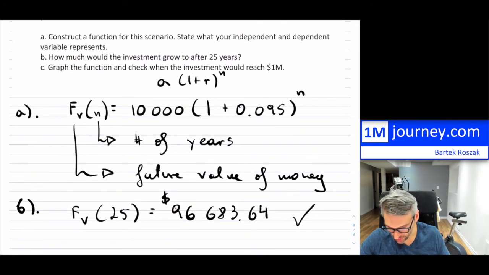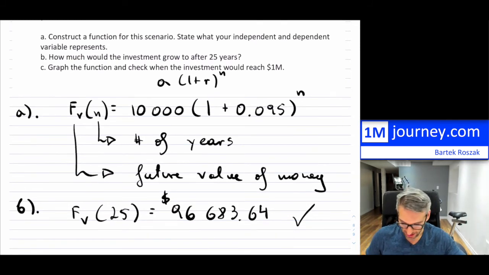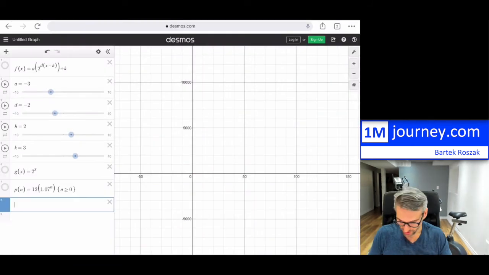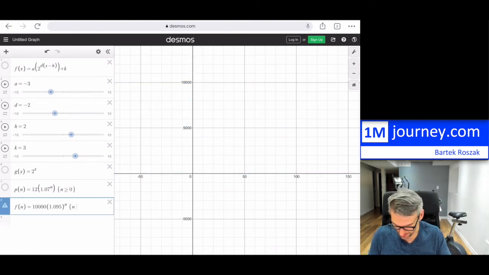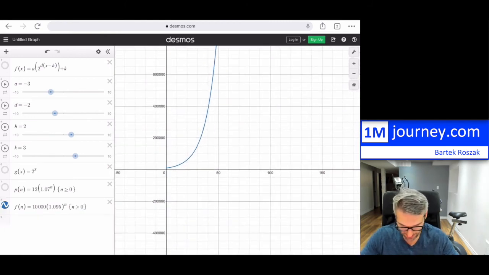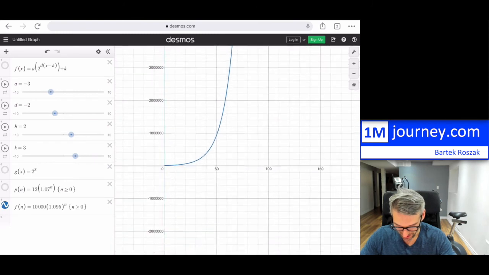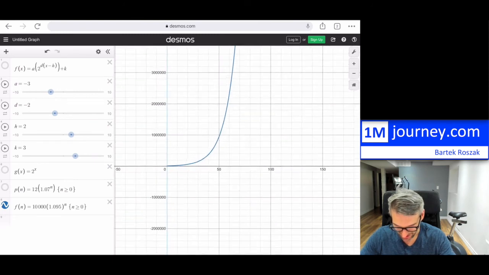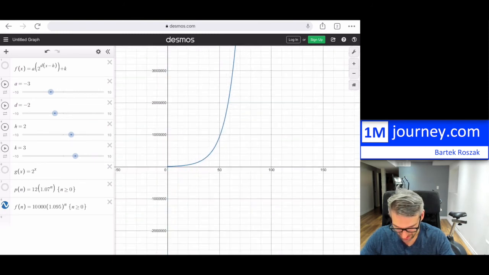Part C: graph the function and check when the investment would reach 1 million. Let's see how many years after 25 it's going to actually reach 1 million. So that's my graph, and we wanted 1 million. There we go.